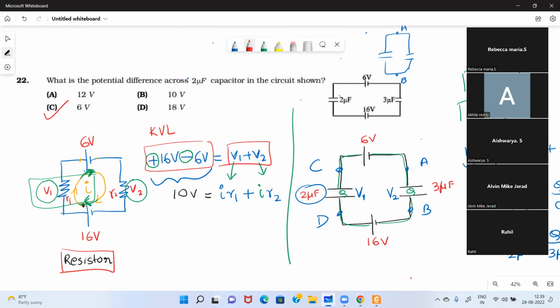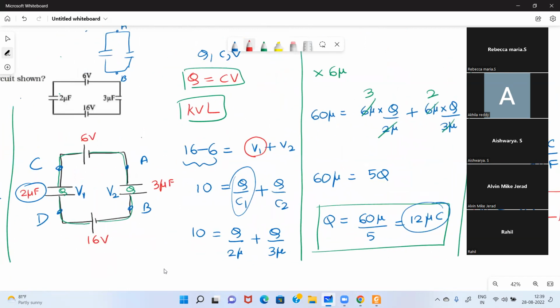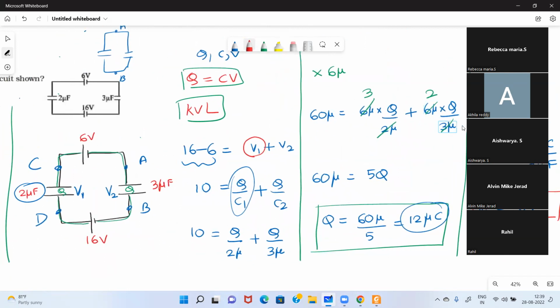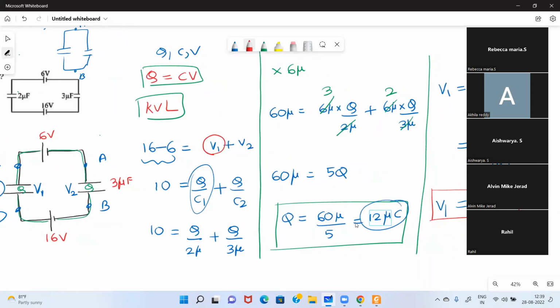Yeah. So just note it down. We are just using Kirchhoff's voltage law. So 16 minus 6 is the total EMF, that is equal to V1 plus V2. V1 is Q by C1, V2 is Q by C2. C1 is 2 microfarad, C2 is 3 microfarad. So from this we are getting the value of Q. Once you find Q, then V1 is Q by C1. So you're just substituting the value of Q to get V1.